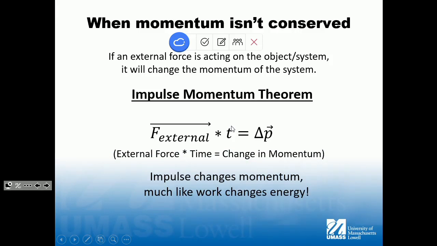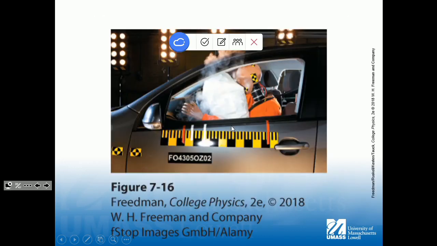So it's very similar to work in energy. You have a total energy in the system, and you can add or subtract energy from that system by doing work. Similarly, if I have momentum in the system, you can add or remove momentum from that system by giving it an impulse. Does that make sense? Okay. So the idea of impulse is used in a lot of places.